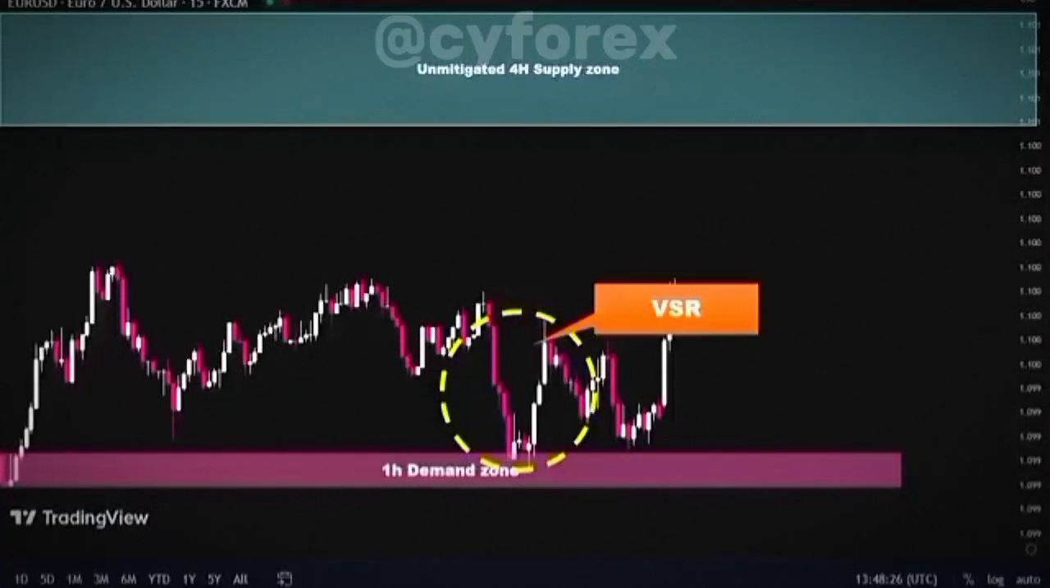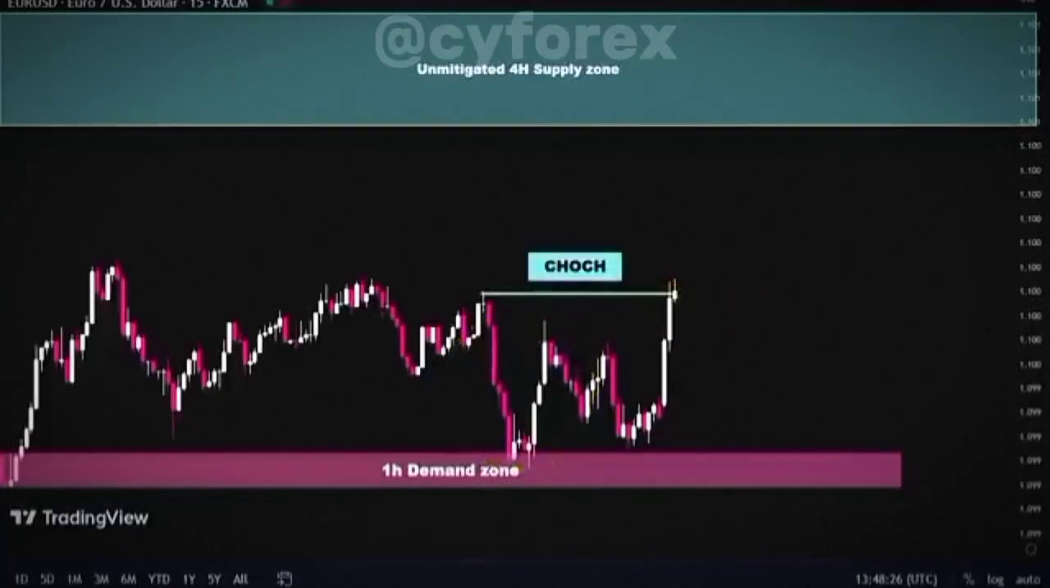Our next step is to look for a change of character and identify a perfect demand zone to place our buy order. As you can see, the price has created a change of character by breaking out of this structure and leaving a great inefficiency behind. Our task now is to locate the demand zone that has been created by the impulsive wave of the change in character.